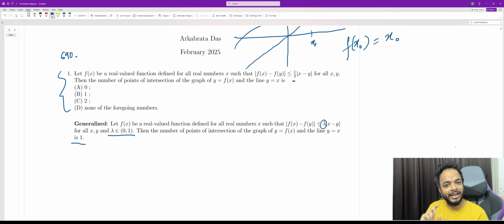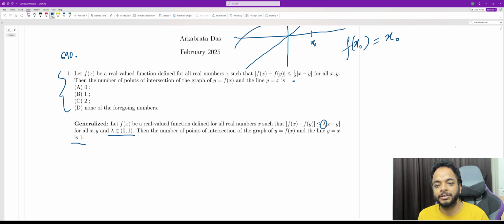So we have to show that it has a fixed point, and we have to show that it's unique. Because if you don't show the uniqueness, one can argue that you have shown it has a fixed point, but it can have more than one fixed point as well. Since there are options like 0, 1, 2, and also none of the following numbers, the question arises whether we have more or not.